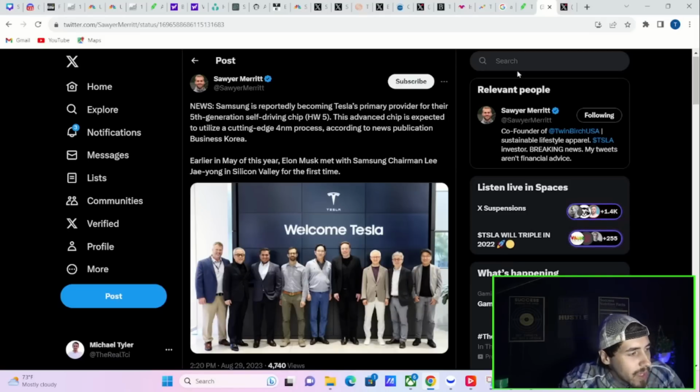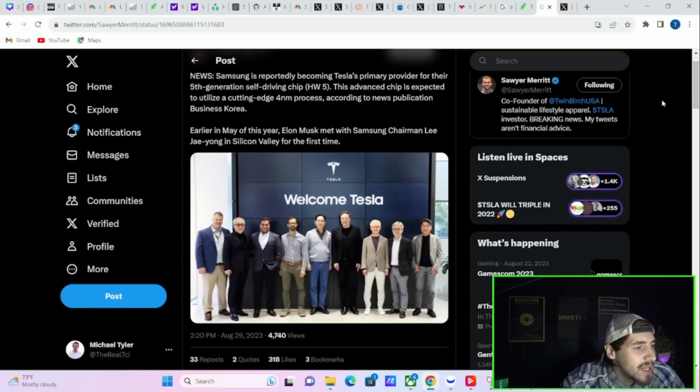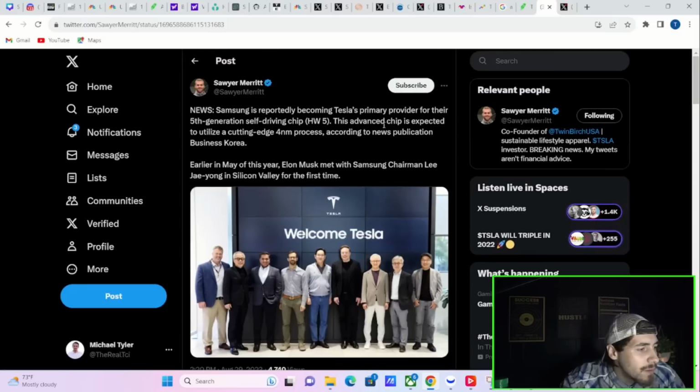We also have some pretty big news coming out today that Samsung is reportedly becoming Tesla's primary provider for their fifth generation self-driving chip, Hardware 5. This advanced chip is expected to utilize a cutting-edge 4-nanometer process, according to news publication Business Korea. Earlier in May of this year, Elon Musk met with Samsung chairman Lee Jae-yong in Silicon Valley for the first time.